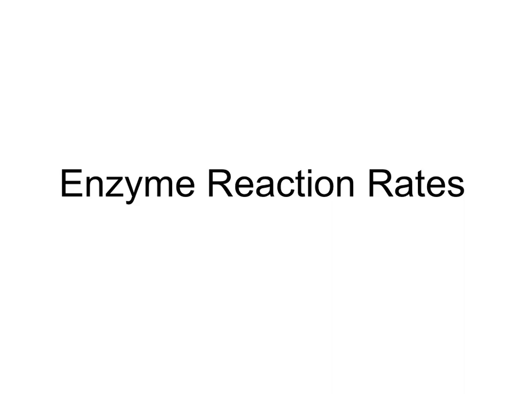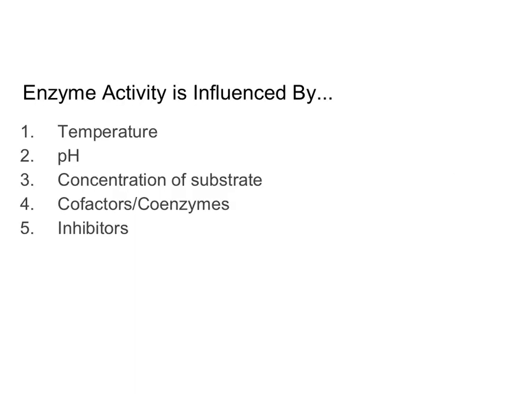Hello everybody and welcome to this video where we're going to be looking at more about enzymes specifically. And specifically what we're going to be looking at is what affects the rate of an enzymatic reaction. So these 5 things right here are the things that influence how fast an enzyme can catalyze a reaction.